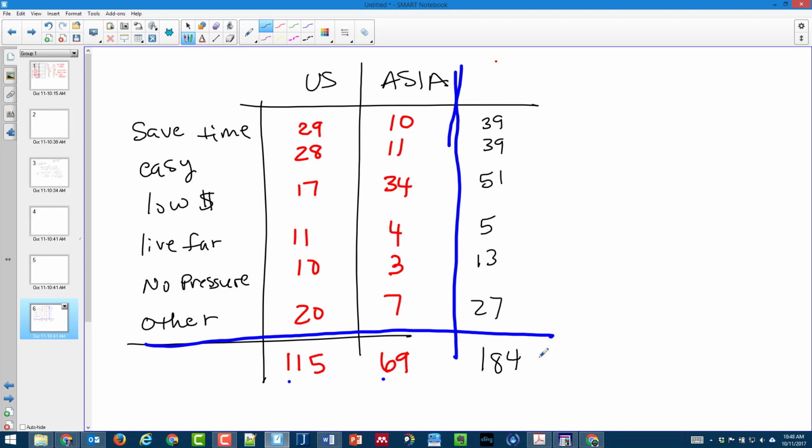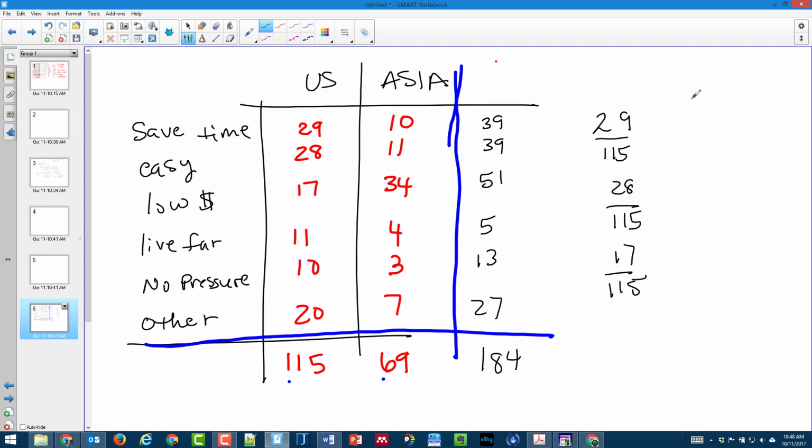Then it says give the two conditional distributions of reasons for American and for East Asian students. Make a graph of each conditional distribution. All right, so as far as the conditional distribution for each one, and you have to think about this, I'm talking about American students, what percent of them do it to save time? What percent of them do it because it's easy, because it's low cost, because they live far away from the store, no pressure, or other reasons? For each one of those, I'm going to do the same thing, which is 29 out of the total Americans, and 28 out of the total Americans, and 17 out of the total Americans.